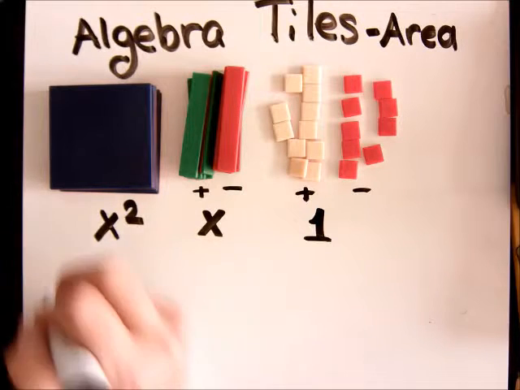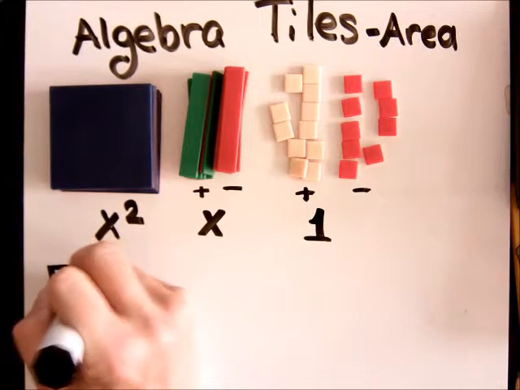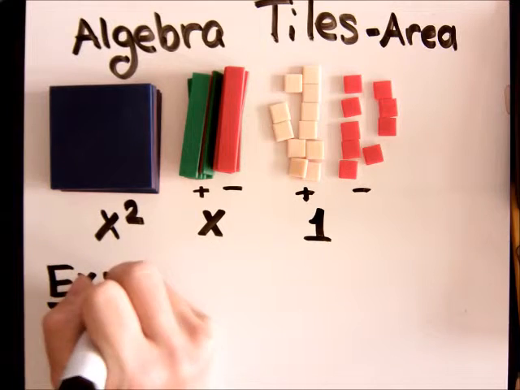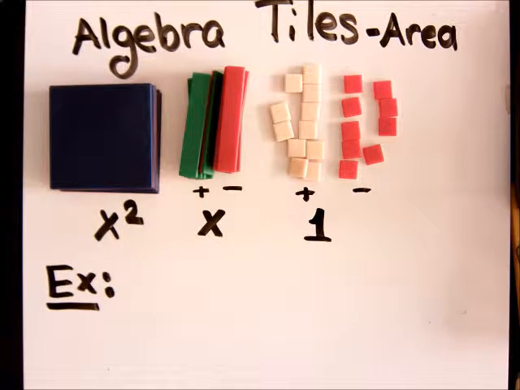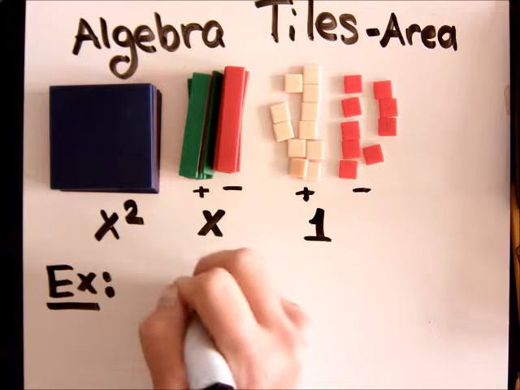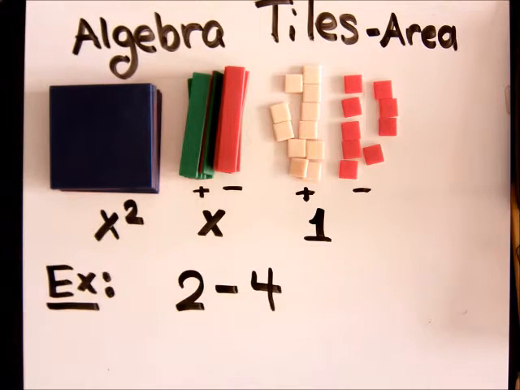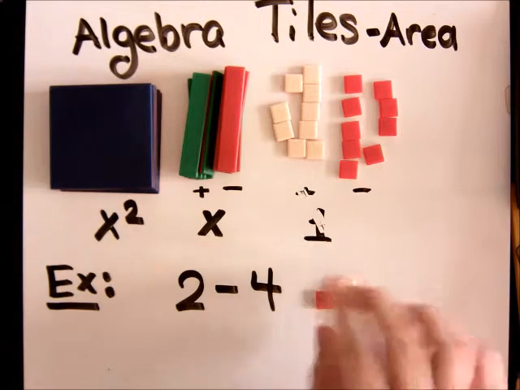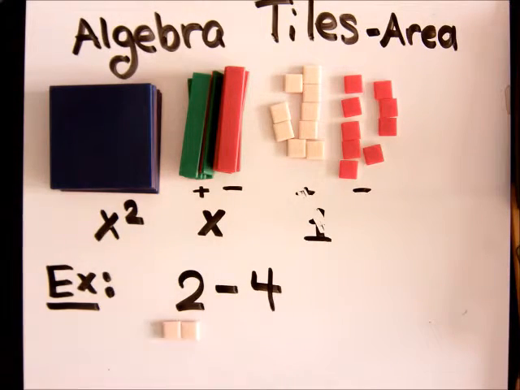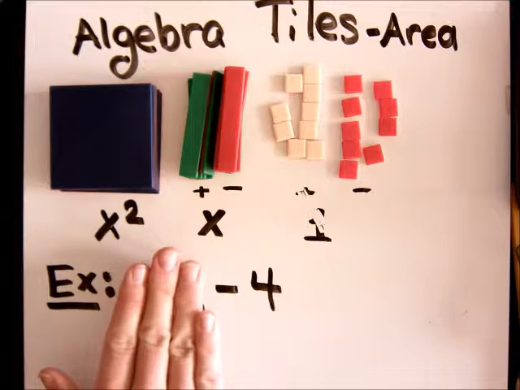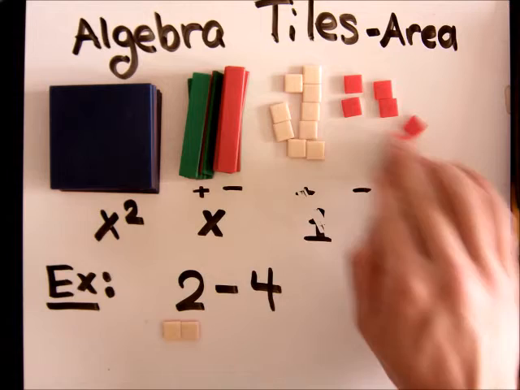All right, so let's do an example. Before we do equations, let's just take a look at our positives and negatives. Let's pull out numbers and represent 2 minus 4. Looking at this one, I see positive 2, positive 2, and that is negative 4. So we pull out 4 of the reds.